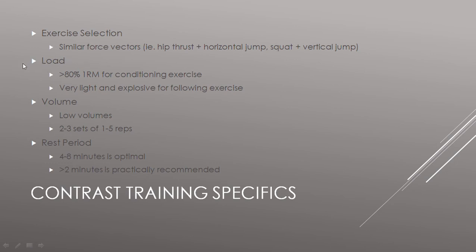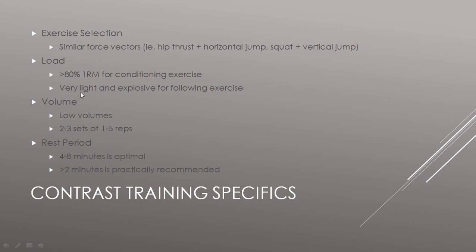So when we're selecting loads for our contrast training, our conditioning exercise we want to be very heavy, so we want more than 80% of the 1RM for the conditioning exercise, and then our actual follow-up exercise we want to be very light and explosive. So if we do something like a hip thrust, very heavy, then we want something very light like a horizontal jump for the next exercise.